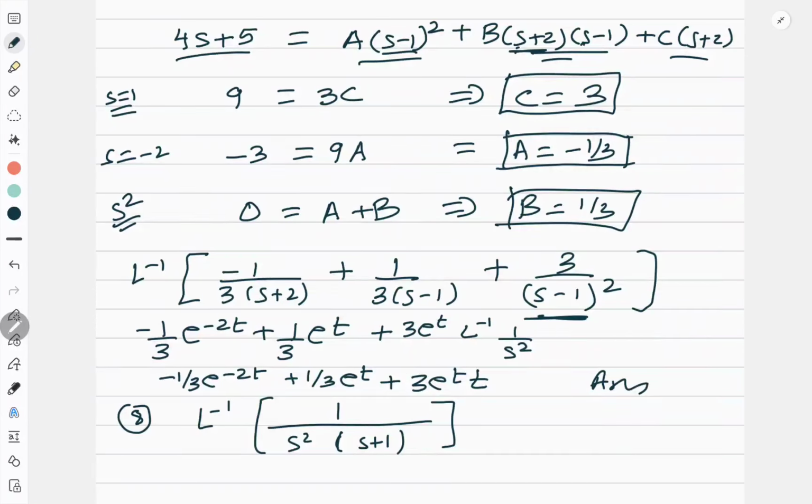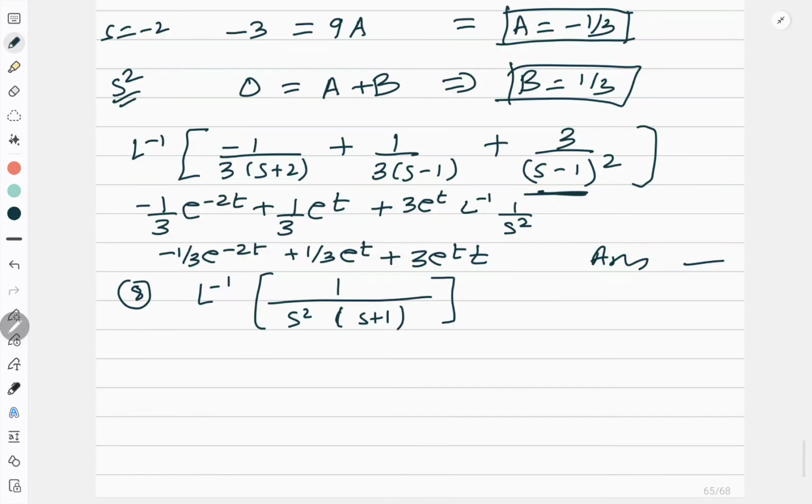Okay. Now let's see the next question. Okay. So I have the answer now, 1 by 3 e to the power t, 3t e to the power t minus 1 by 3 e to the power minus 2t. Now let's move to the next question.